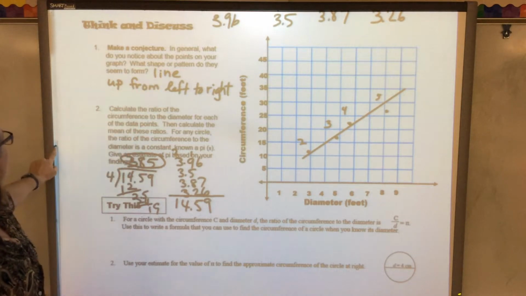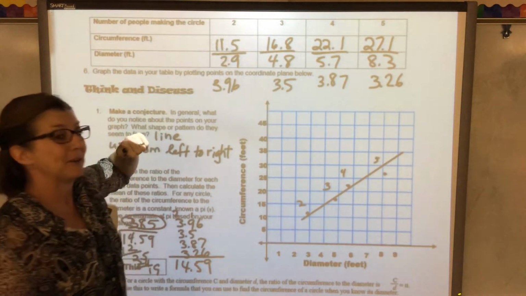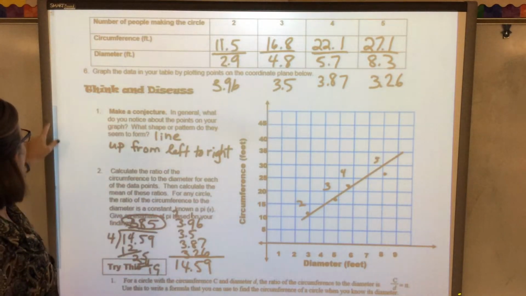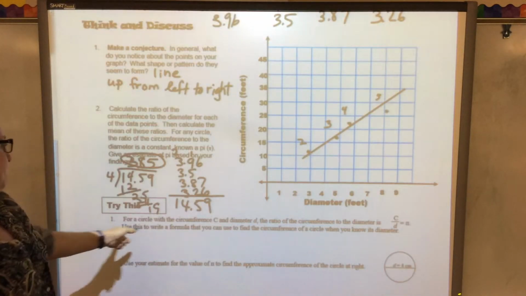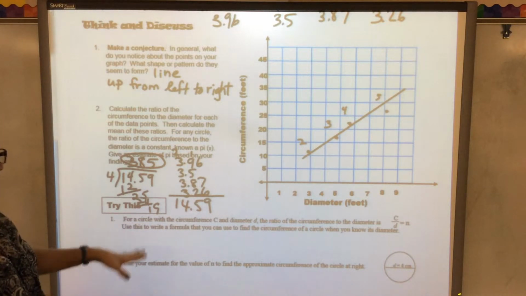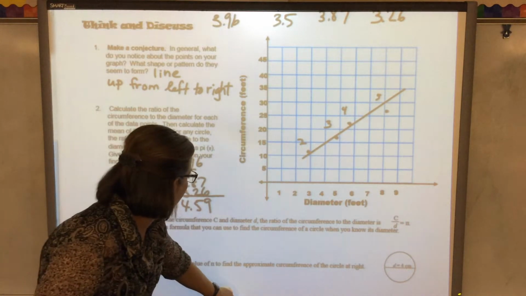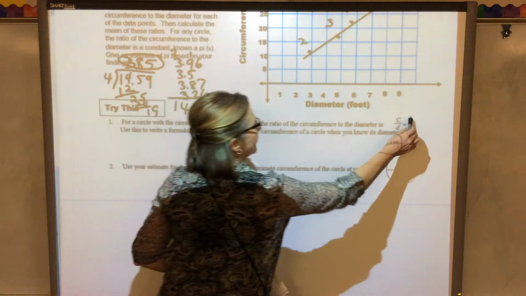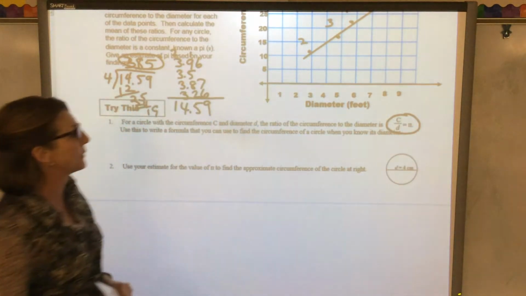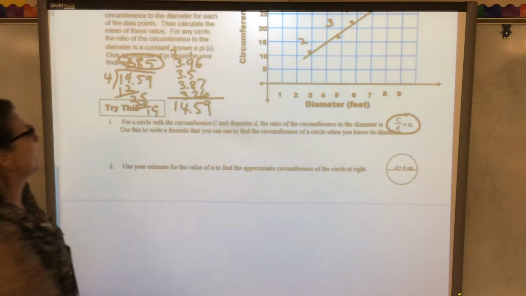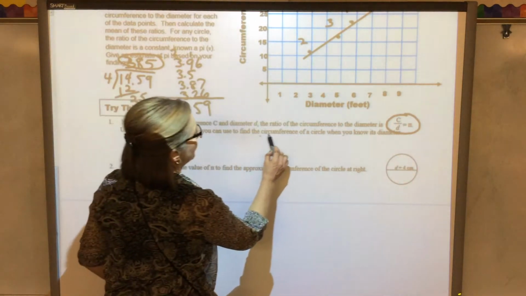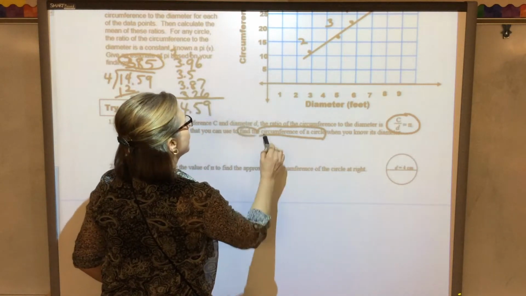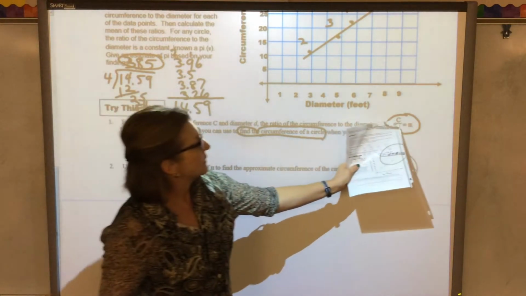Every one of these is the ratio of the circumference to the diameter, and that's what pi is. We notice that we get numbers very close to pi. So as we do these last two problems, it says with a circle with a circumference of c and a diameter d, the ratio of circumference and diameter, c divided by d, is equal to pi. But it says use this to write a formula you can use to find the circumference of a circle when you know its diameter. So what they want us to do here is solve for c.